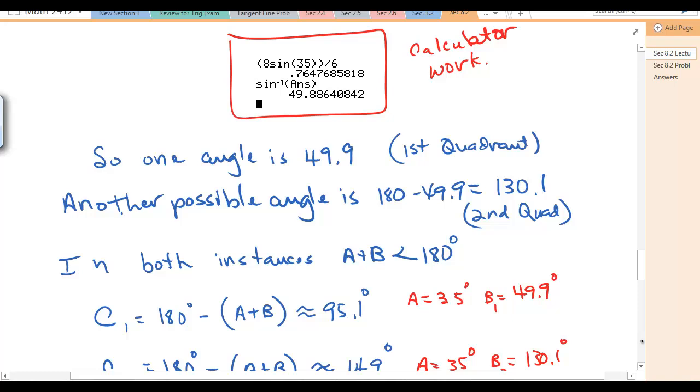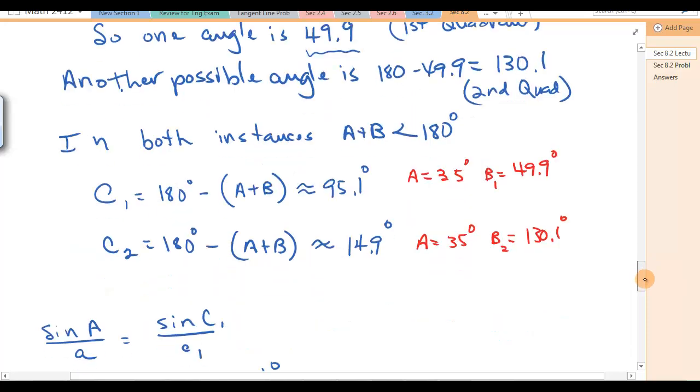All right, so one of the angles is 49.9. But another possible angle, remember sine is positive in the first quadrant and the second quadrant, and they have reference angles. So there's another angle in the second quadrant that would give you the same sine. If you subtract the angle we found from 180, we get 130.1. Both of those, A plus B, are less than 180, and that had to be true.